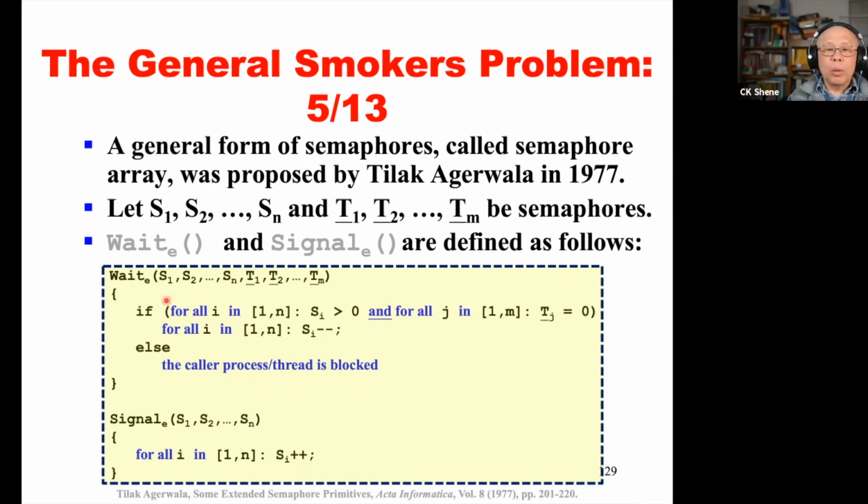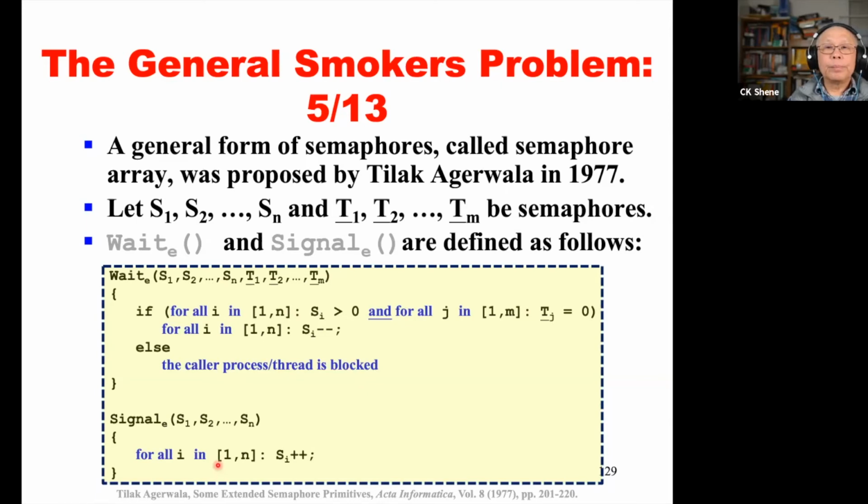When a process calls wait E, it does not have to wait if and only if all counters in the S set are greater than 0 and all counters in the T set are equal to 0. In this case, the S set counters will be reduced by 1 and the caller returns. If this condition fails, in other words, if one counter in the S set is not positive, or a counter in the T set is not equal to 0, the caller is blocked.